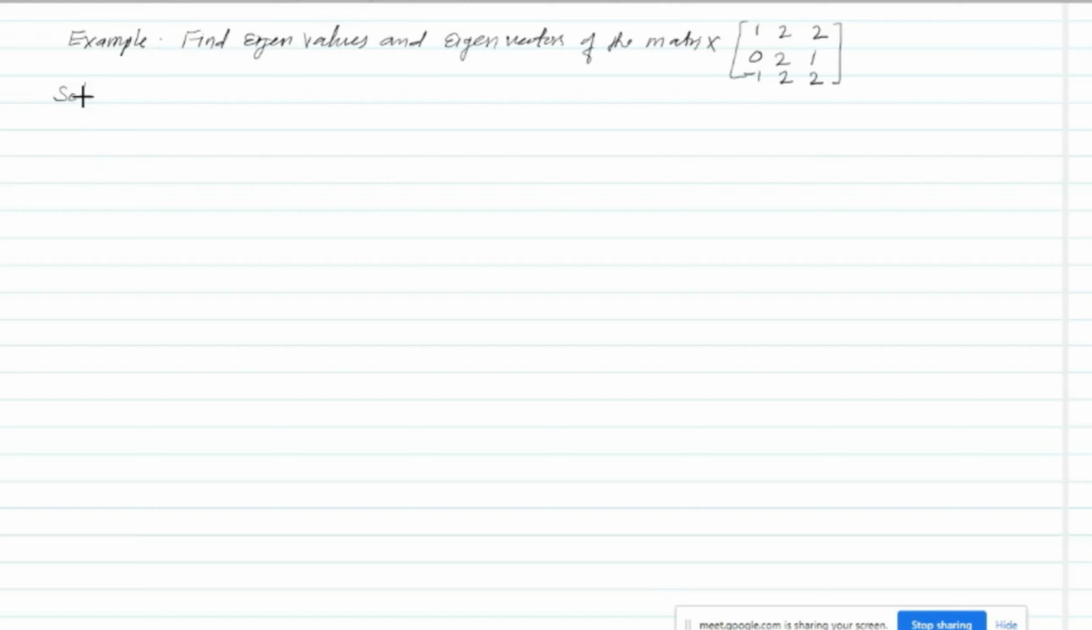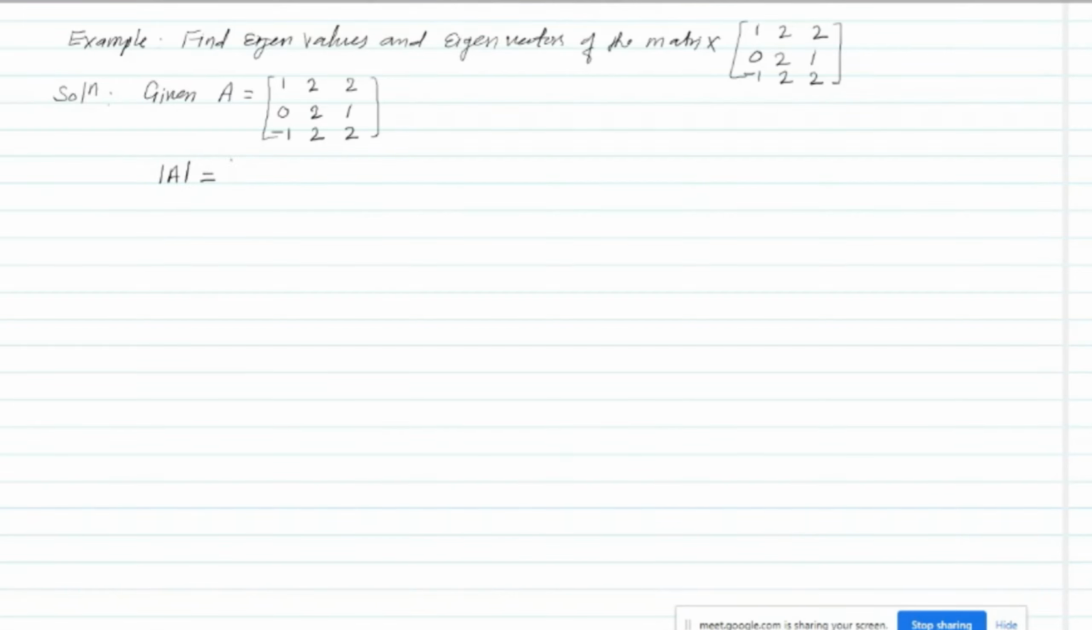Solution. First of all, we write down the given matrix. Given that your matrix A is equal to 1 2 2 row-wise, then the second row 0 2 1, and the third row is minus 1 2 and 2. Then we find the determinant of this matrix.